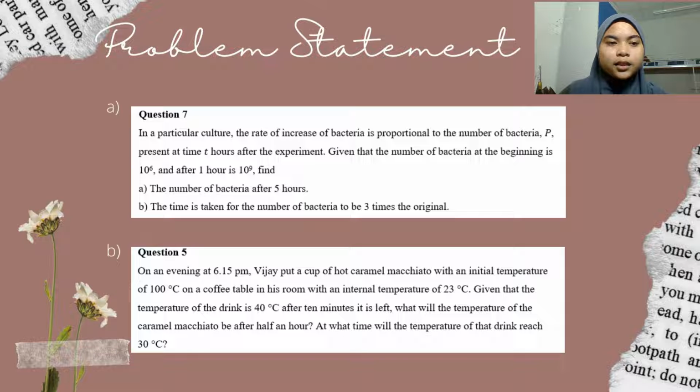the problem states that on an evening at 6:15 p.m., VJ put a cup of hot caramel macchiato with an initial temperature of 100 degrees on a coffee table in his room with an internal temperature of 23 Celsius. Given that the temperature of the drink is 40 Celsius after 10 minutes it is left, what will the temperature of the caramel macchiato be after half an hour? At what time will the temperature of that drink reach 30 Celsius?